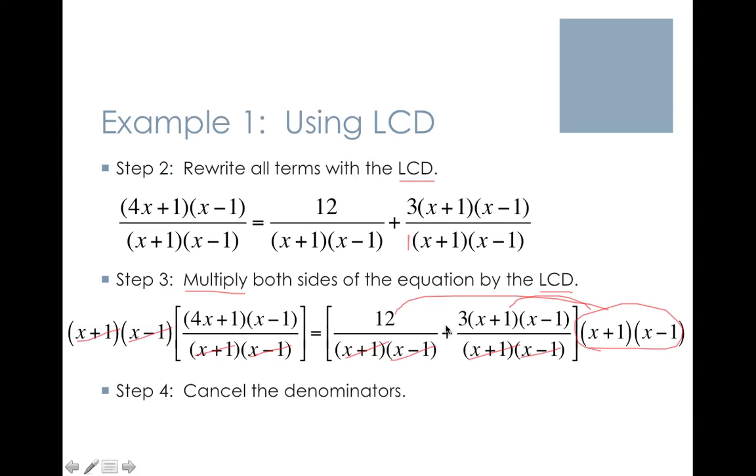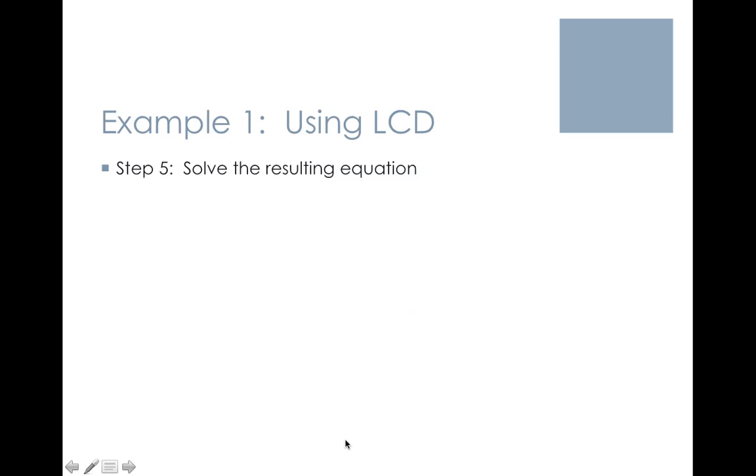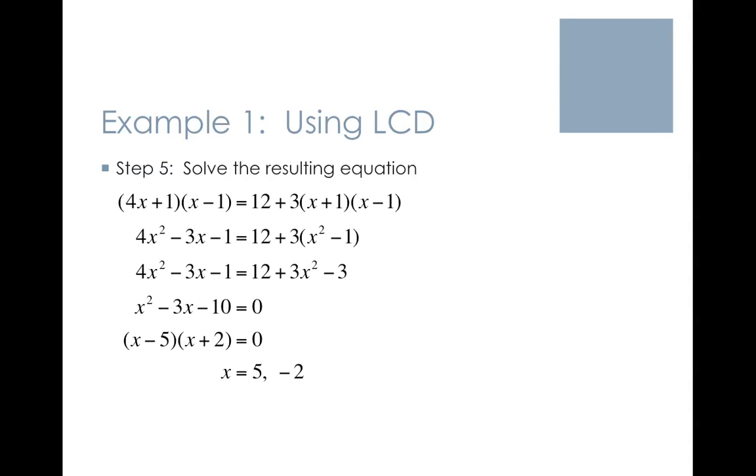So in step 4, we cancel out all those denominators, and we're just going to be left with the (4x + 1)(x − 1) from right here equal to the 12 from this numerator plus the 3(x + 1)(x − 1) in this numerator. And then for step 5, we're just going to solve that equation. Now that the fractions are out of the way, we're just going to simplify, FOIL things out, distribute numbers where we need to, and then solve accordingly.